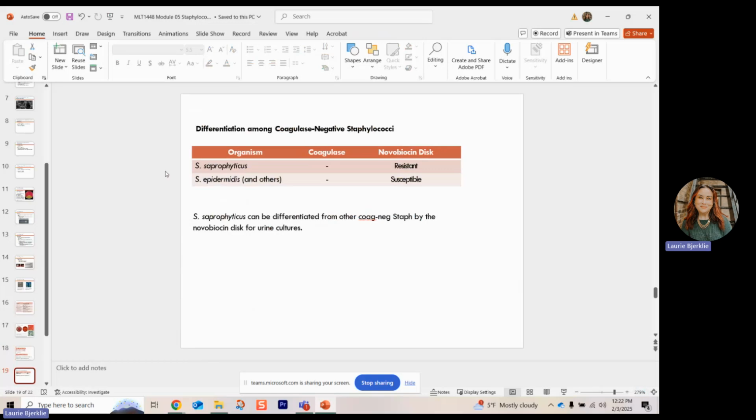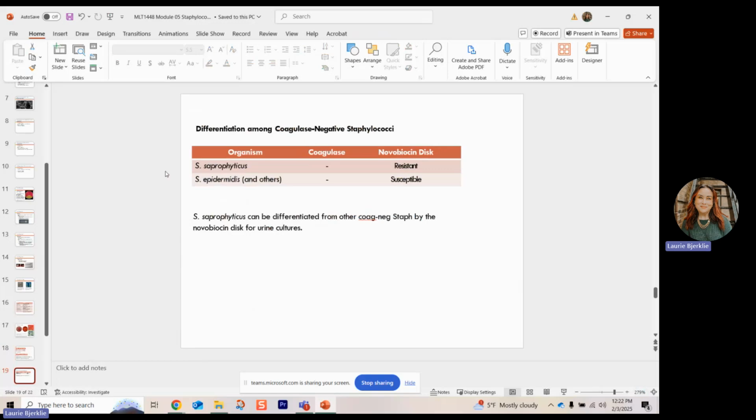Again, intermedius is variable on that. But the big ones out of the others are Staph saprophyticus versus Staph epidermidis and others. You can run what we call a novobiocin disc. And again, this is something you can do in the student lab. You can put a disc on an agar plate with the organism that you're trying to figure out, incubate it, and look at it the next day for what we call a zone around that disc.